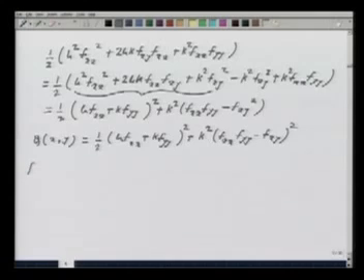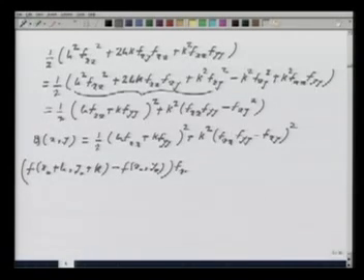So in a nutshell, what I have is f of x naught plus h, y naught plus k minus f of x naught y naught, times fxx at x naught y naught equal to q of x naught y naught.